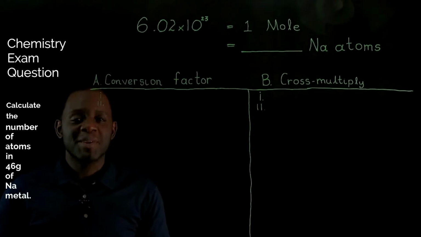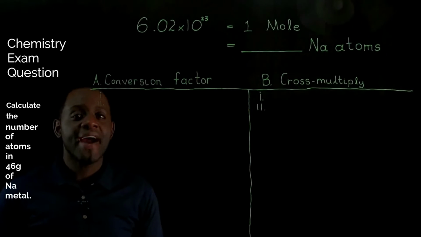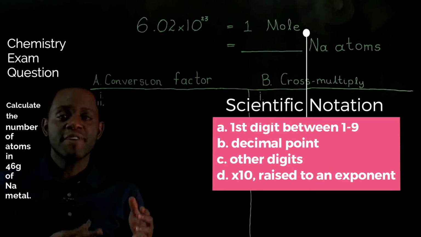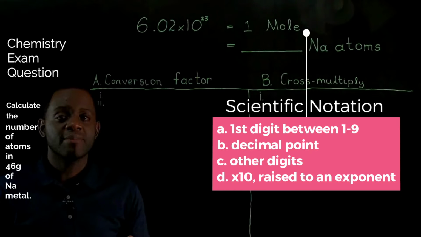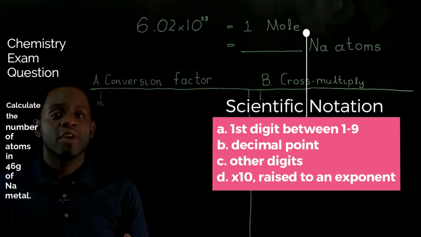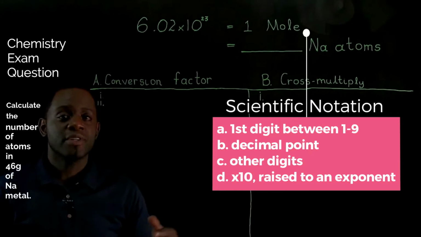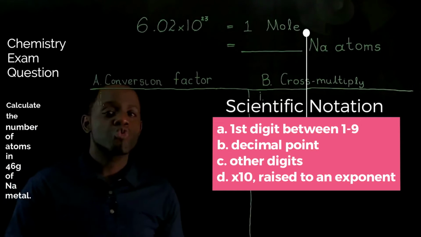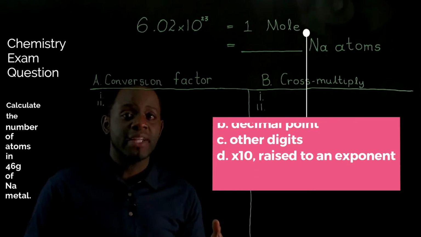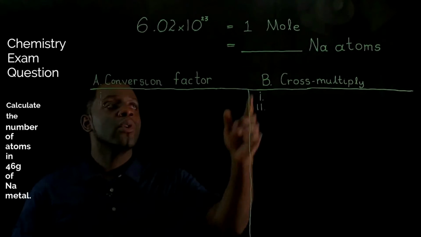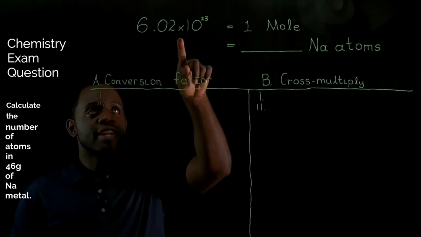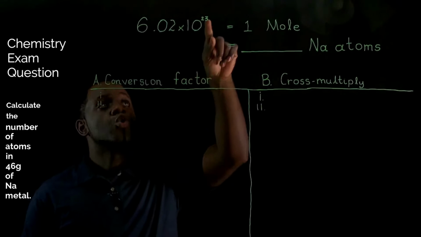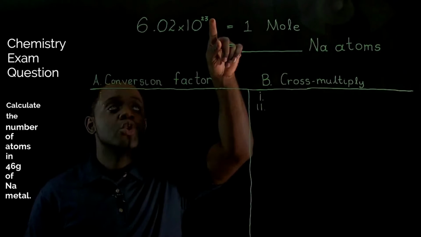Now there's a much simpler way to write this number, and that is using scientific notation, where we take the first digit in a number that is between 1 and 9, followed by a decimal point and the other numbers. We then multiply that number times 10 raised to a certain exponent. Therefore, 1 mole can be written in scientific notation as 6.02 times 10 raised to the power of 23.